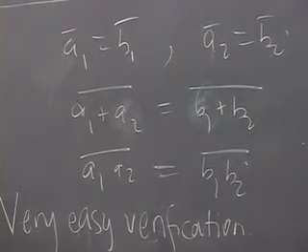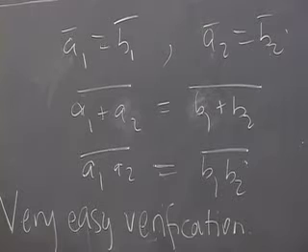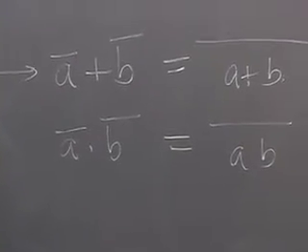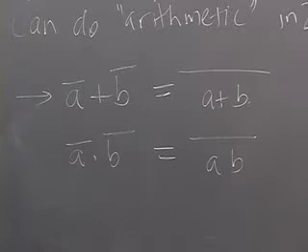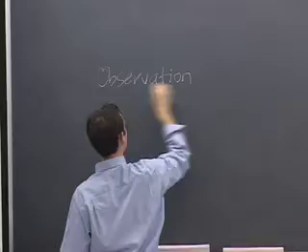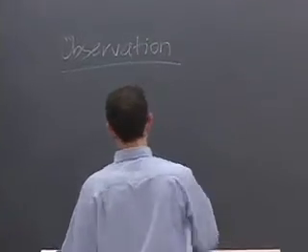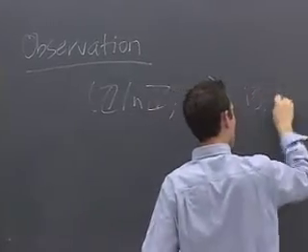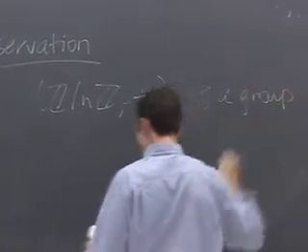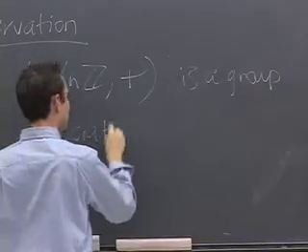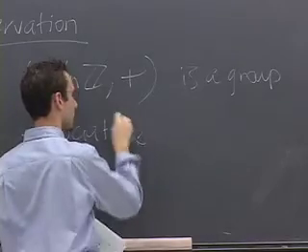But the first critical observation here is that this addition law makes Z mod NZ into a group. So the observation is that this thing is a group. Well, why? Why is this plus operation associative?